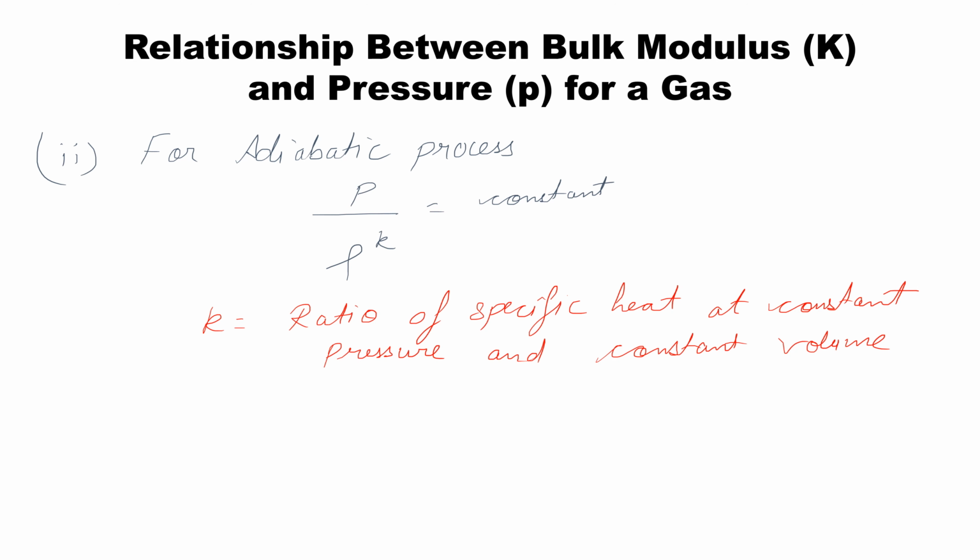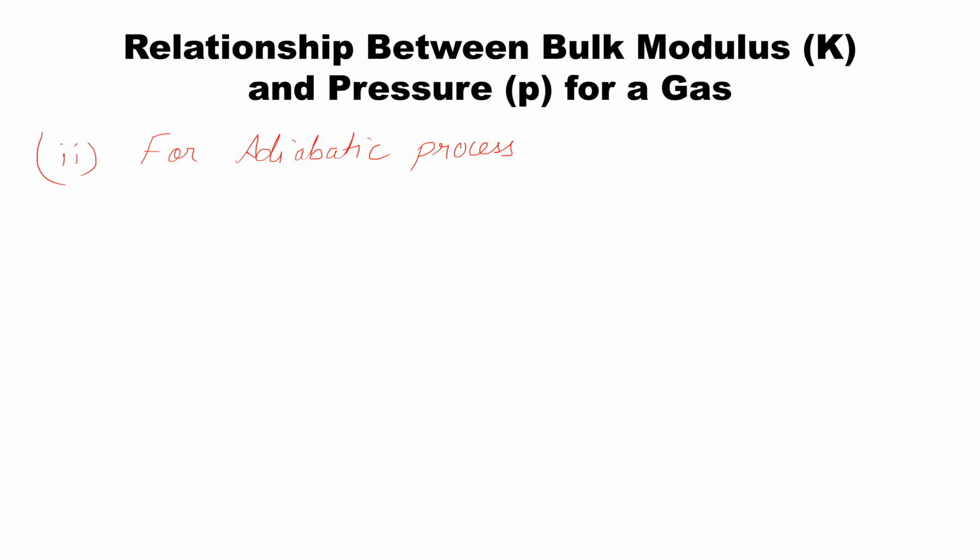So what is K here? K is the ratio of specific heat at constant pressure to that at constant volume. So here what we are writing is the ratio Cp divided by Cv, that is the specific heat at constant pressure to the specific heat at constant volume. For air we take the value of K as 1.4. Since P by density raised to power K is equal to constant, we can rewrite this in terms of specific volume, that is P V raised to power K is equal to constant.